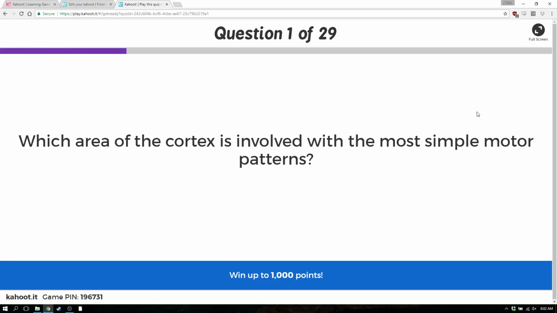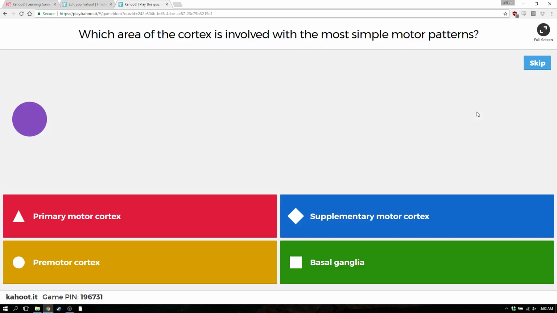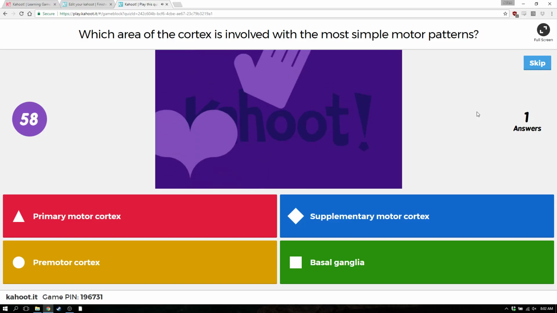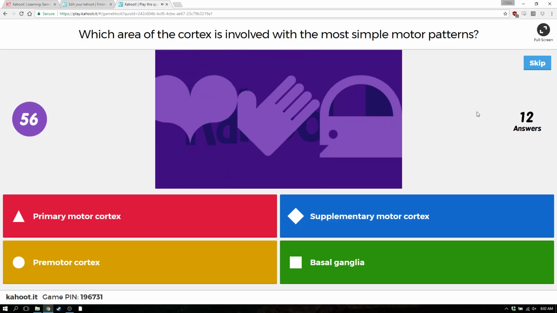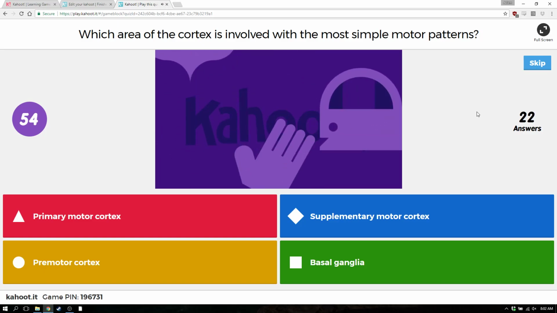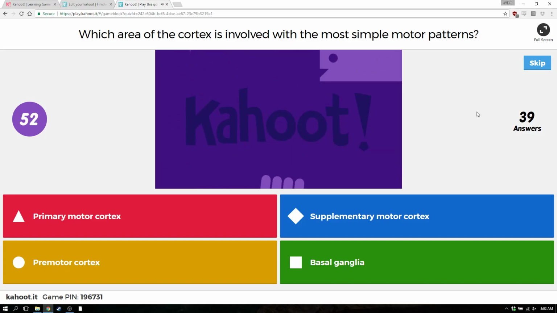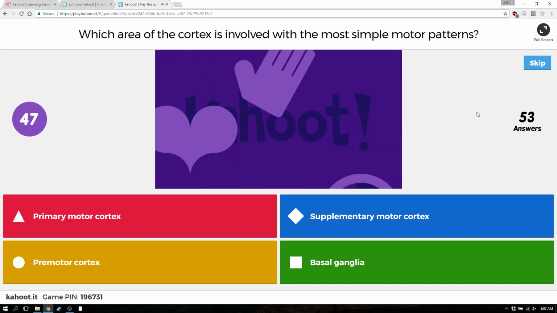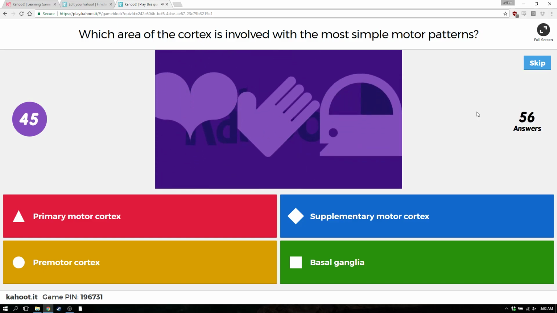Okay, which area of the cortex is involved in the most simple of motor function or motor patterns? I like those quick answers. You guys are going to be good on the test tomorrow.